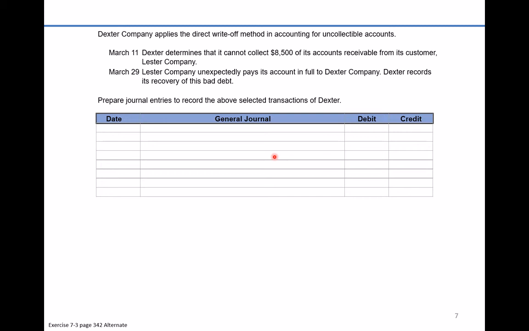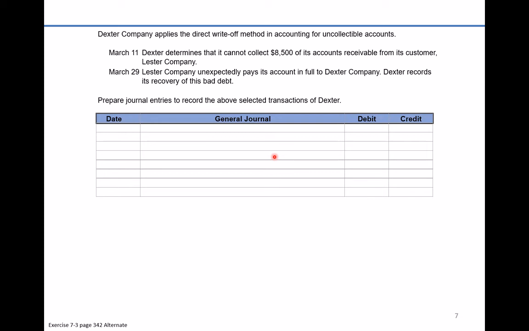It says Dexter Company applies the direct write-off method in accounting for uncollectible accounts. Now, March the 11th, Dexter determines that it cannot collect $8,500 of its account receivables from its customer, Lester Company. So Lester bought some stuff in the past. They said, we'll pay you on this IOU called an account receivable. But come March the 11th, Dexter said, you know what, we've learned that Lester is not going to be able to pay us back. So we have to do a journal entry for that March the 11th transaction.